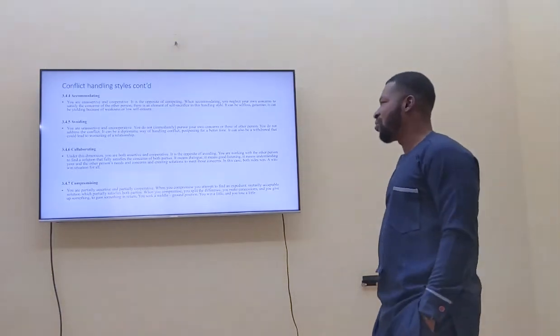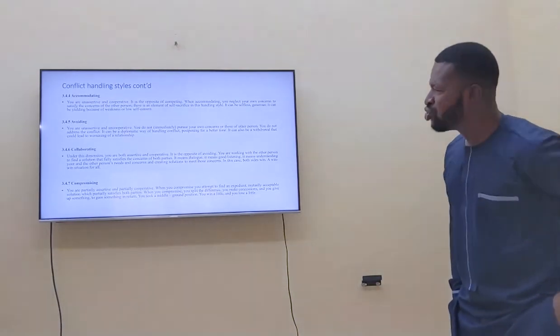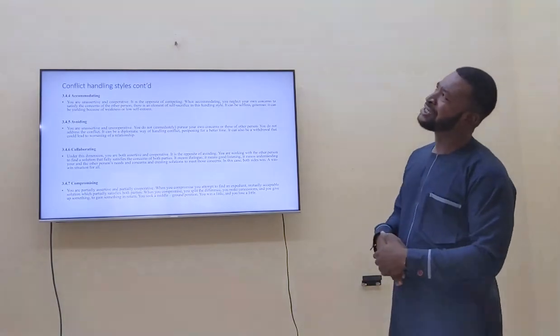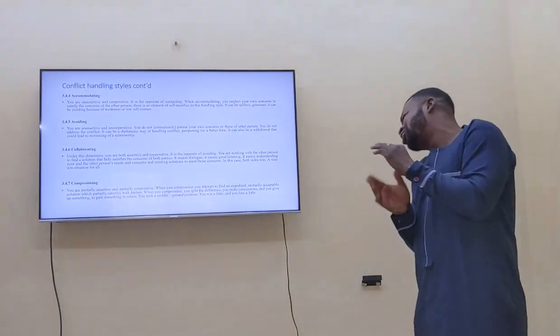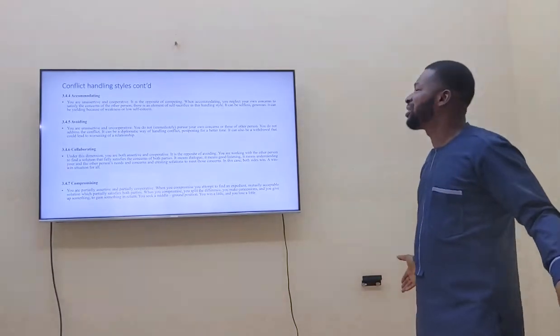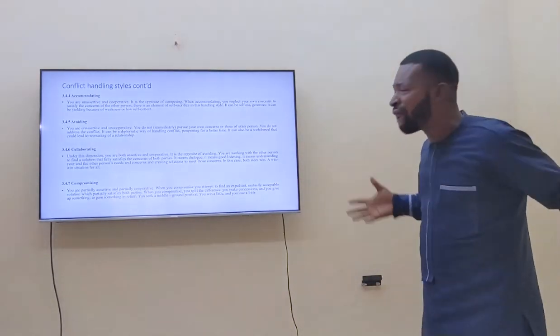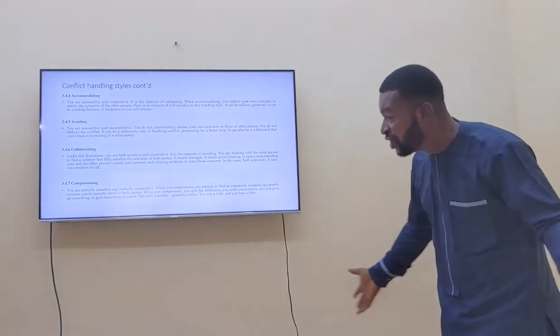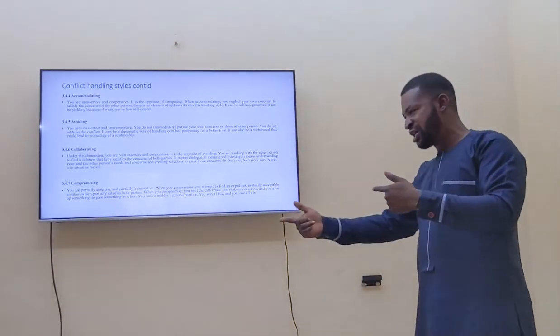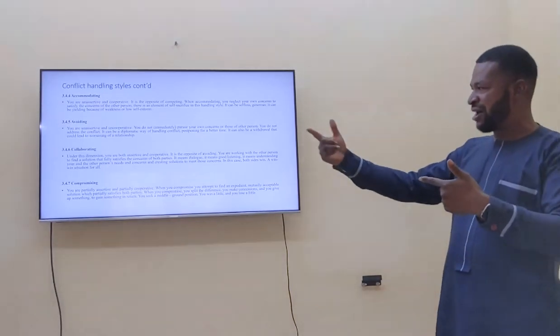The other one is accommodating. You are unassertive, you are cooperative. This style is where you are not really interested in satisfying your own needs. So you are interested more in accommodating the needs of others to make sure that the concerns of these people are being satisfied. That's when we say somebody is selfless.